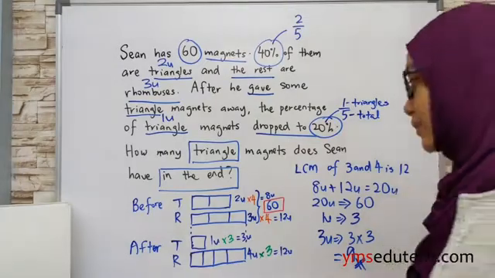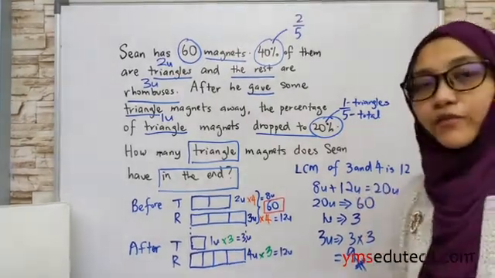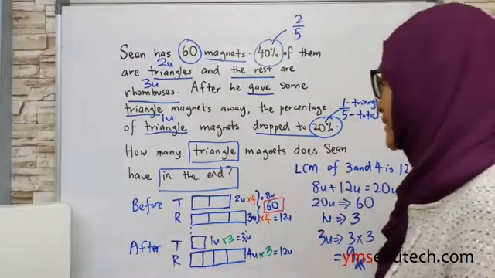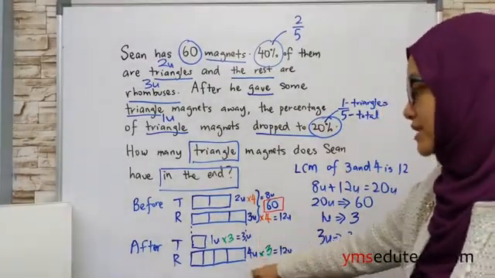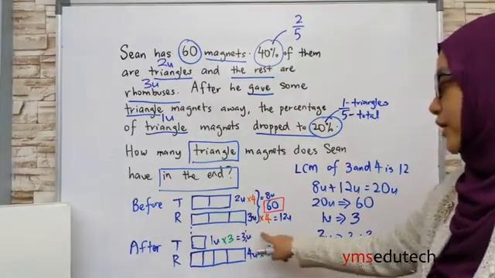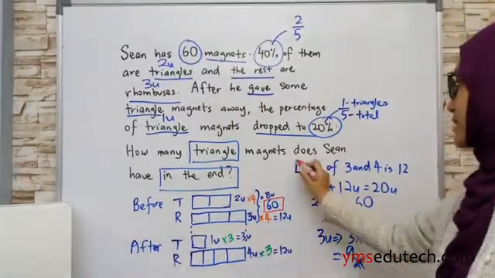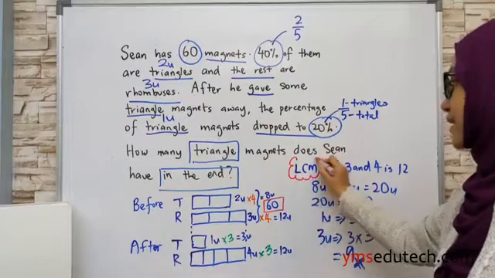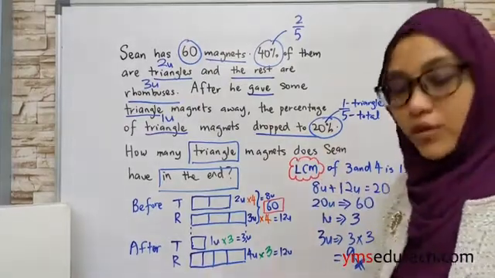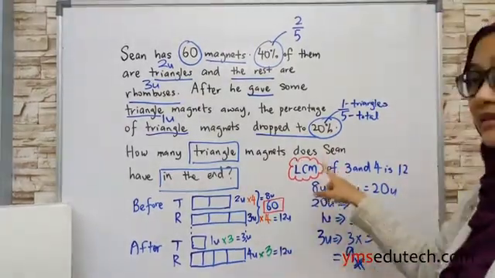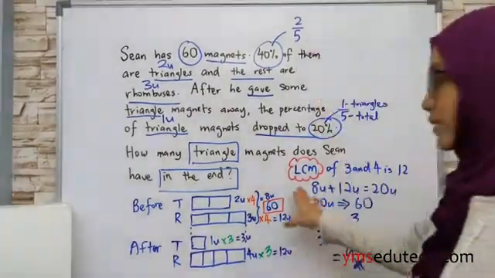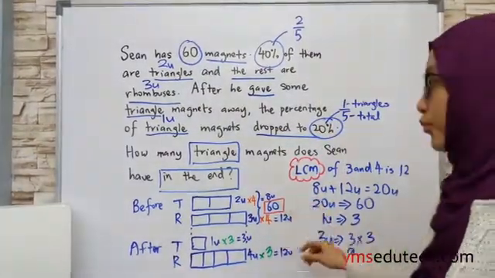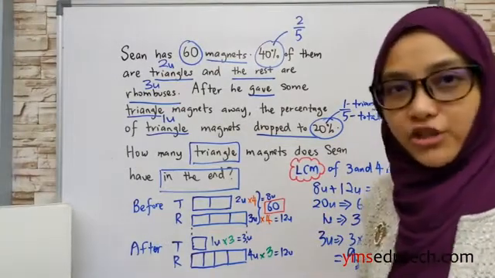So in summary, for this kind of question, one of the items remains unchanged, which in this case was the rhombuses magnets. So what do we need to find? We need to find the LCM. If you realize, for the past few heuristic questions, we have been finding LCM as well. So LCM is a very important subtopic that students need to know when it comes to solving heuristic questions.